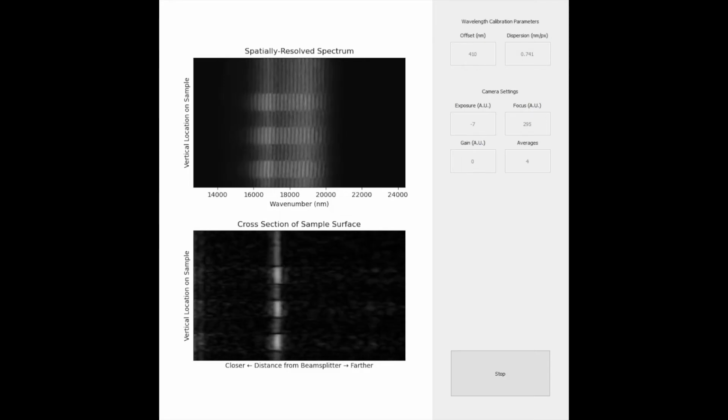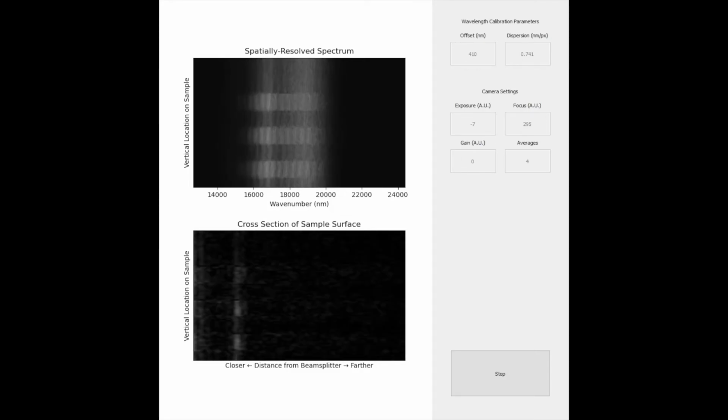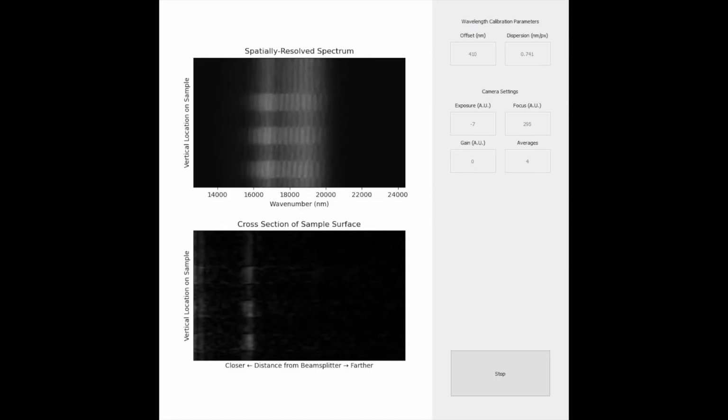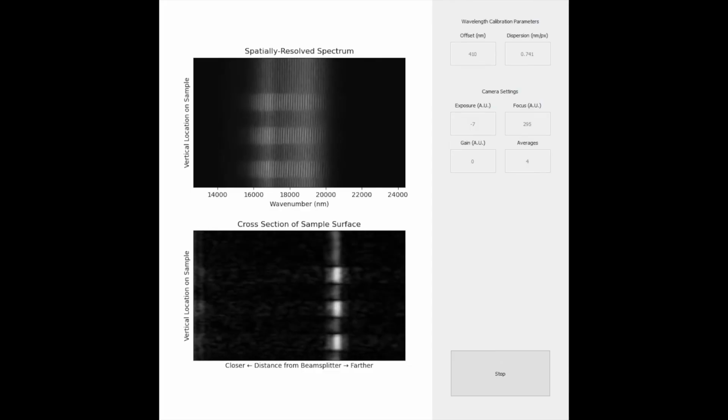As the reference arm is moved, the surface can be seen moving closer and further away from the distance at which the path length of the sample and reference arms are equal. The lines of the resolution target can also be observed in the cross-sectional image that has been generated, although the effective spatial resolution of this simple and inexpensive setup is very low.